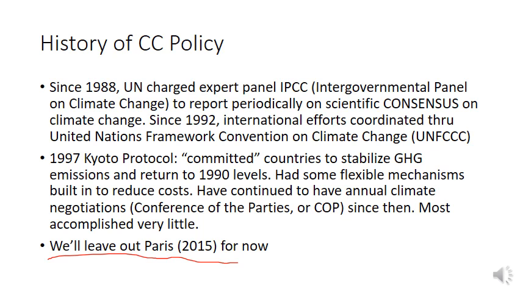So what's the policy we've seen in response to that? Well, the Kyoto Protocol in 1997 committed many countries to stabilizing their greenhouse gas emissions and returning to 1990 levels. It has flexible mechanisms built in to reduce costs. But in the time since, most countries have accomplished very little. I said we'll leave out the Paris Accords in part because the extent to which they've taken effect is minimal right now, but people tend to be cautiously optimistic, not only because of the wide participation from the international community, but also because of the collective actions outside of this framework, where regions and smaller countries and subnational governments are also making moves to reduce their emissions.